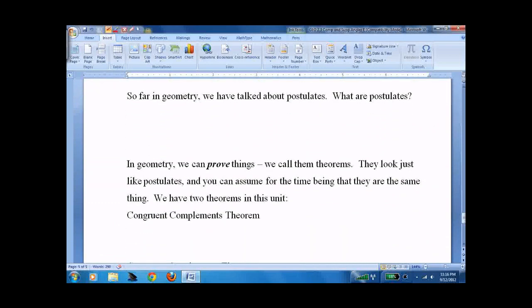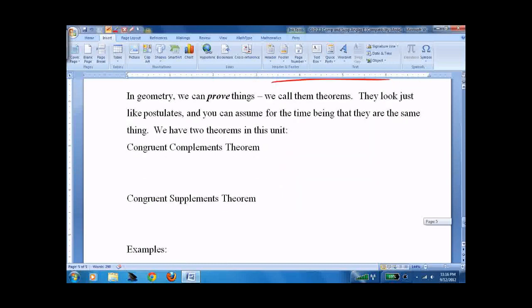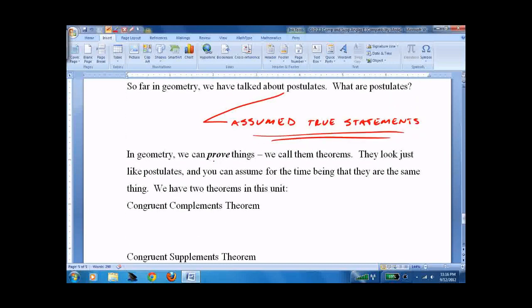So we've talked about postulates. And they can't be proven. There's not enough information when you start geometry. So we just assumed true certain statements. We had a ruler postulate, we had an angle postulate, we assume they're true. In geometry, we can prove things. We call them theorems. Theorems that are true can be proven. We're not going to prove them here, but you can assume that we got them right for the time being.